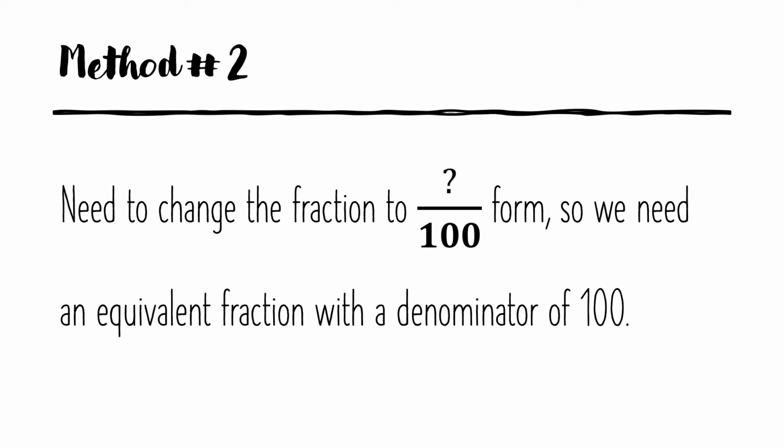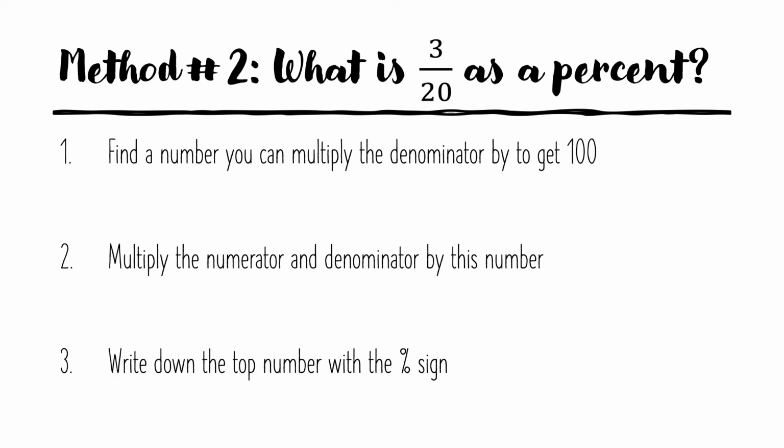As you saw in method 1, we're trying to get to the point where we have some sort of fraction in the form something over 100, which means that instead of going through this process of converting it to a decimal, we could try to find an equivalent fraction with a denominator of 100. So first thing we need to do is find a number we can multiply the denominator by to get 100. Our denominator is 20, so we need 20 times what is equal to 100? Well, 20 times 5 is equal to 100.